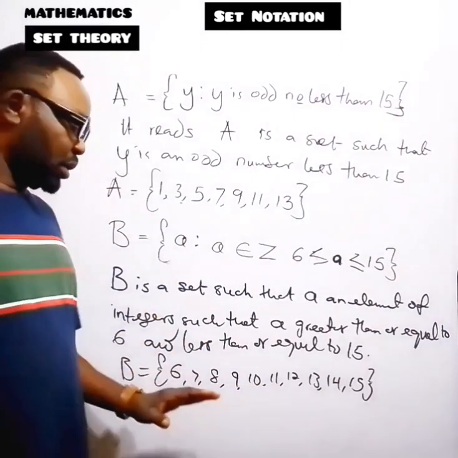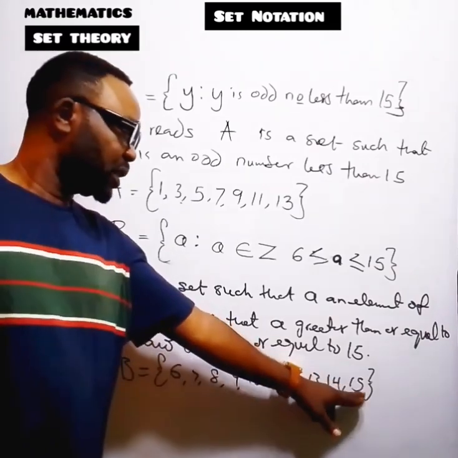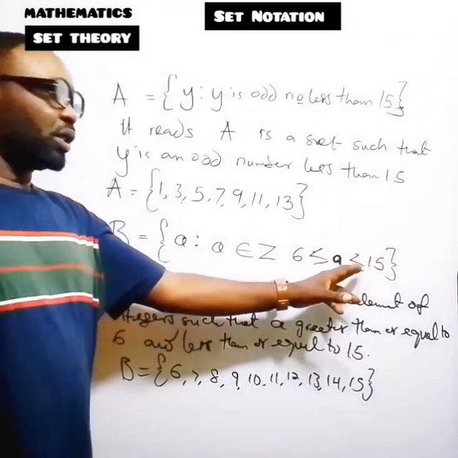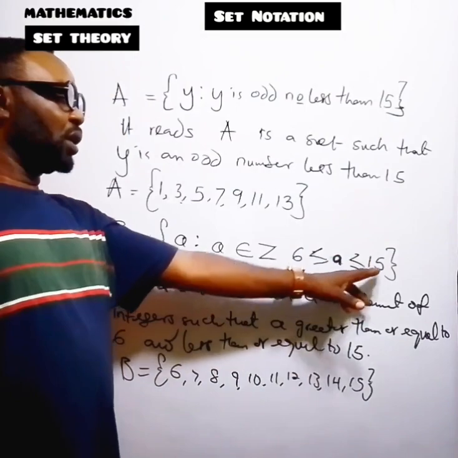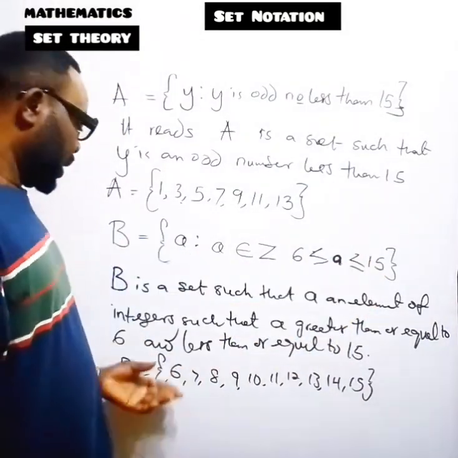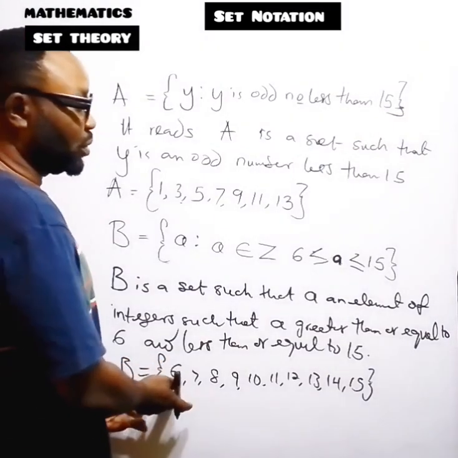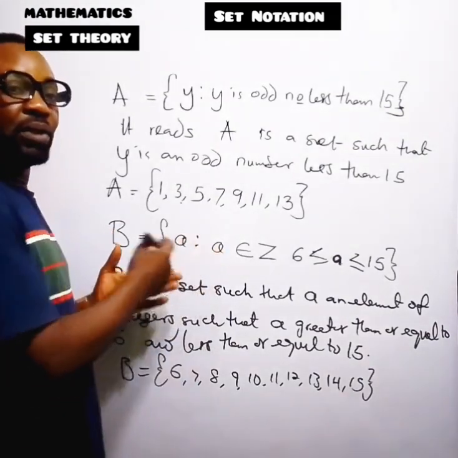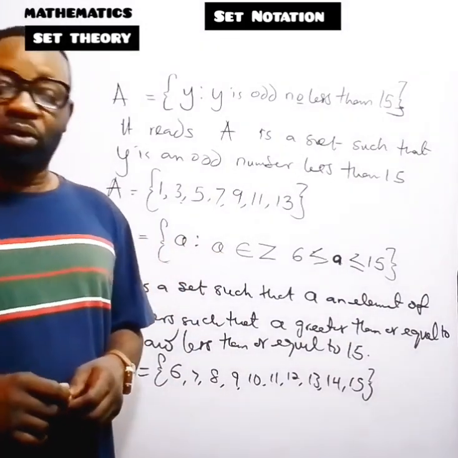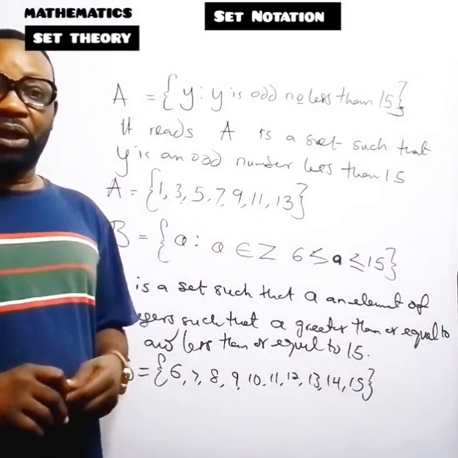If you look at the elements now, you can see that 15 is inclusive because the question says that it is less than or equal to 15 and greater than or equal to 6. That is how you are going to represent this set notation. We'll be going into the question proper now. We're going to look now.